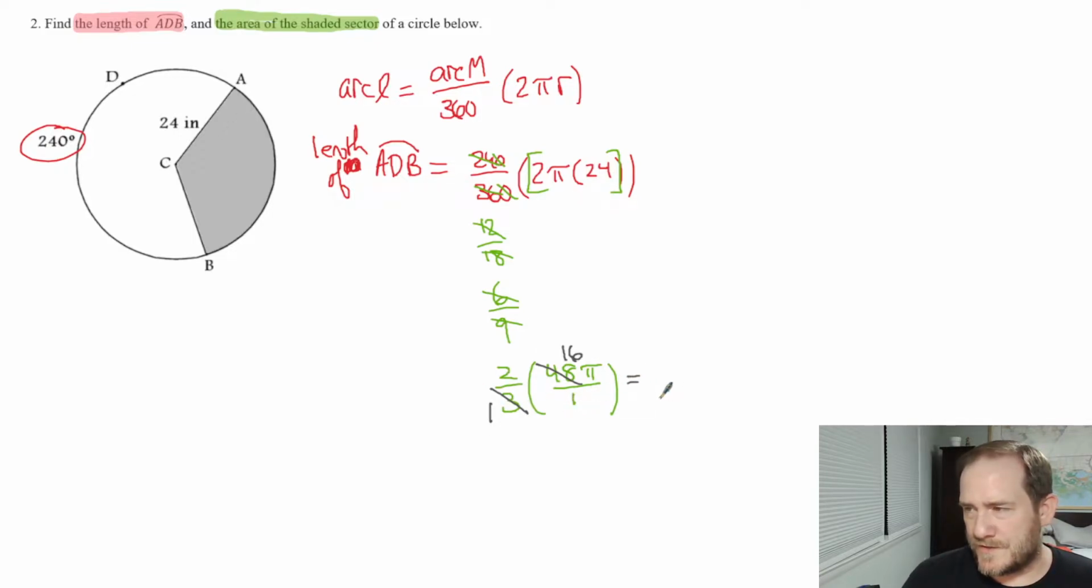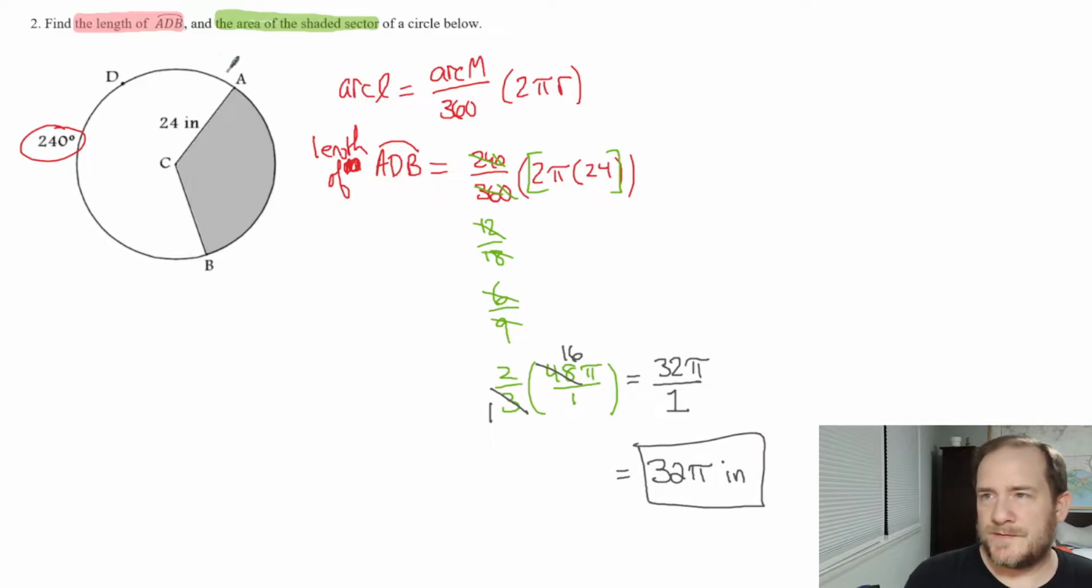The 1 times 1 in the denominator is just 1, obviously. And in the numerator, I'm getting 32 pi. So 32 pi over 1, that's just 32 pi. Lose the over 1. And give me my units. These are inches. So that must be the length of that arc.